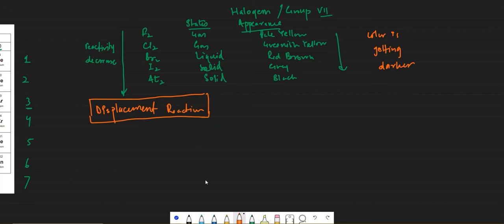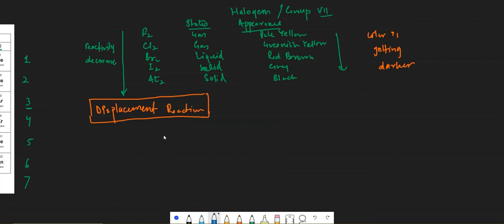a less reactive halogen. Okay, so this reaction can only happen when a more reactive halogen is actually looking to displace a less reactive halogen. It will never happen if a less reactive halogen is looking to replace or displace a more reactive halogen. Let me get down to it.